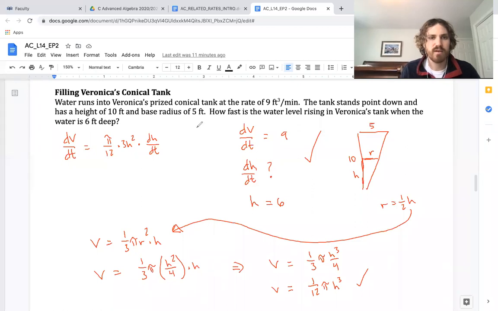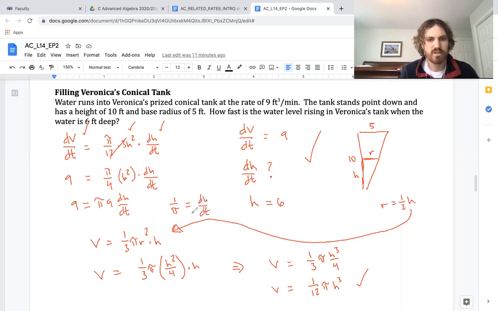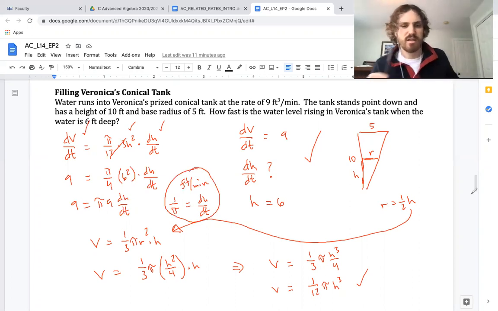Now we just need to see if we have everything we need. We want dH/dt, so that's fine. We have h, we know what pi/12 is, and we have dV/dt. So then we can say 9 is equal to pi over 4, because pi over 4 is pi/12 times 3, times 6 squared, times dH/dt. 36 divided by 4 is 9, so we get 9 equals pi times 9 dH/dt. Dividing, we should get that 1 over pi is equal to dH/dt. And so the height should be increasing at a rate of 1/pi feet per minute. Okay, not the neatest thing, but I kind of ran out of space here. So that's what I would do.